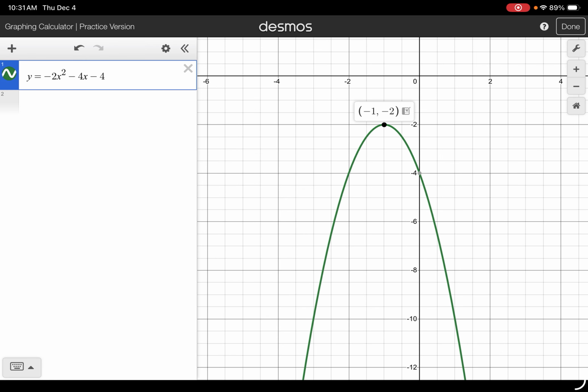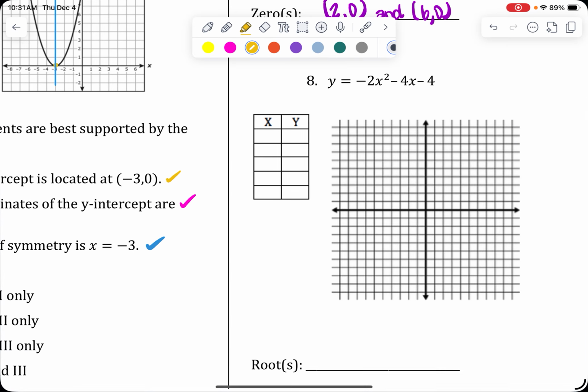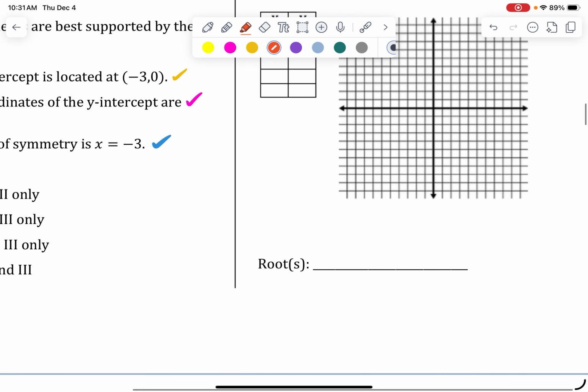All right, so obviously I'm hoping the first thing you guys notice is that this guy is opening down and does not come up high enough to ever reach the x-axis, right? So right away, I'm just going to go ahead and fill in. What are the roots? There are none, right? So this is no real solutions.